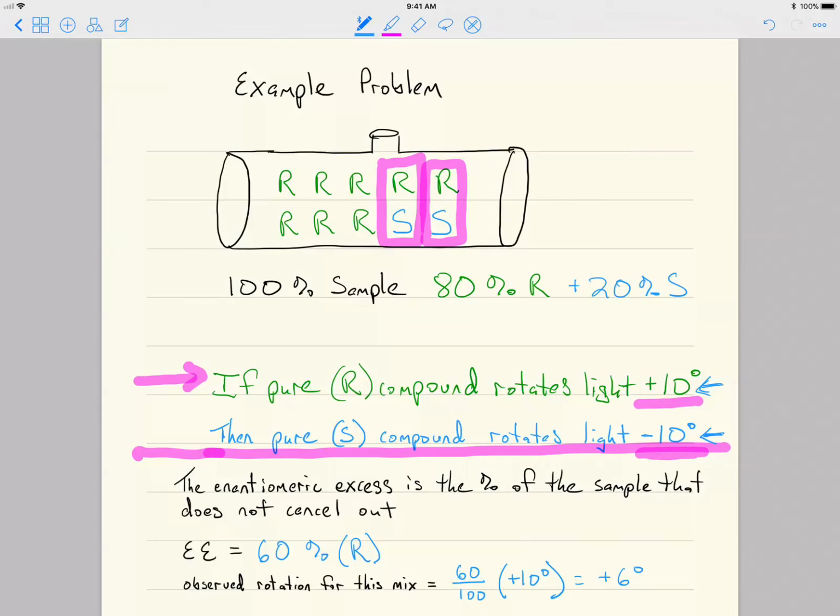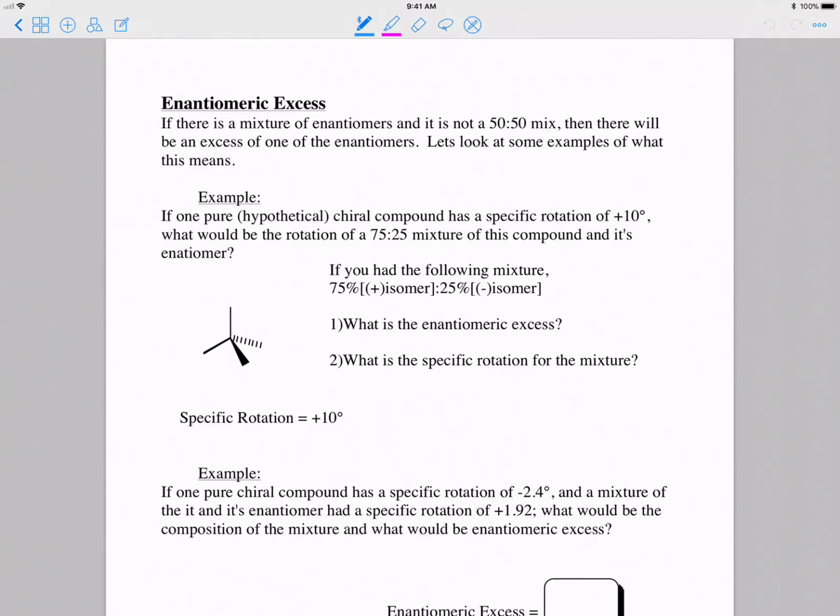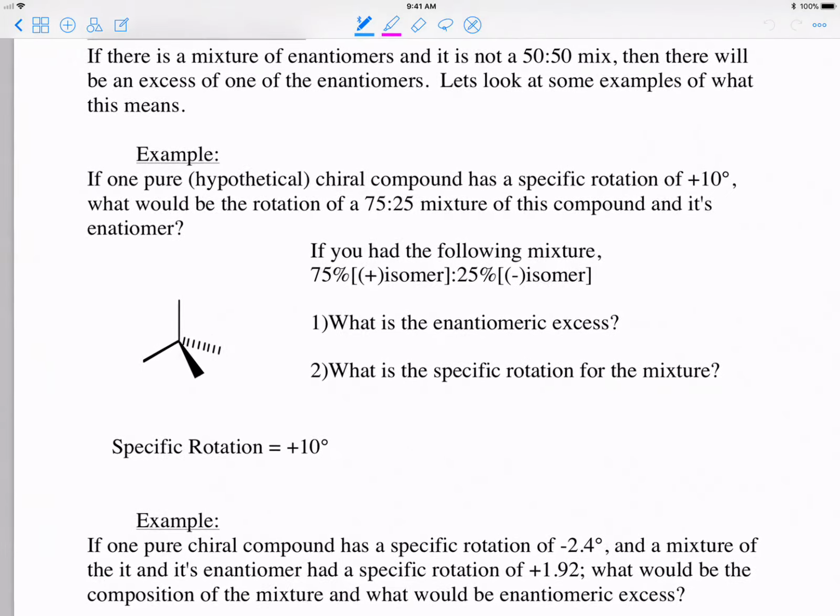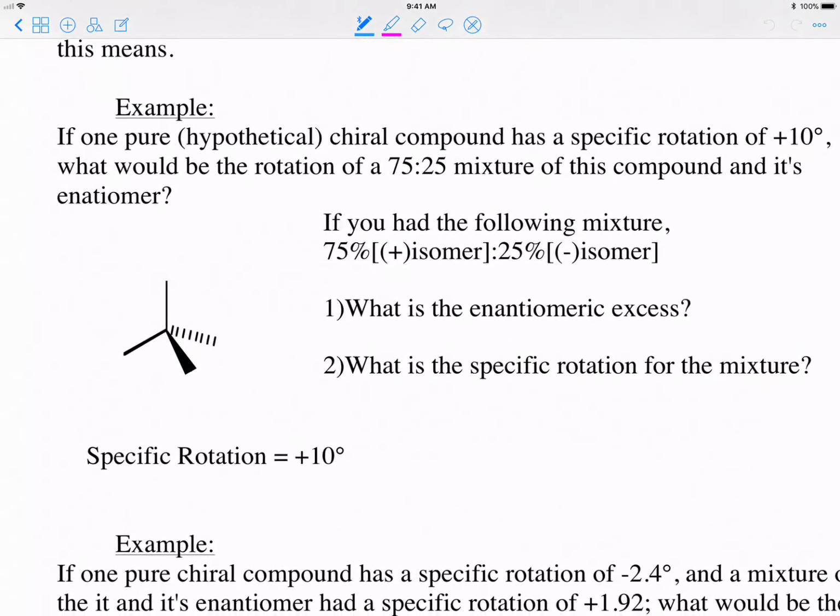Now that we've walked through that concept, let's go back and do the problem on the previous page. So, example number 1. Let's take a hypothetical compound, and this is not the real numbers for this compound. I'm just going to make this up. So let's say I had this compound right here. I'll put an aldehyde up here. I'll put an alcohol here, a hydrogen, and a CH3. That would be a chiral molecule.